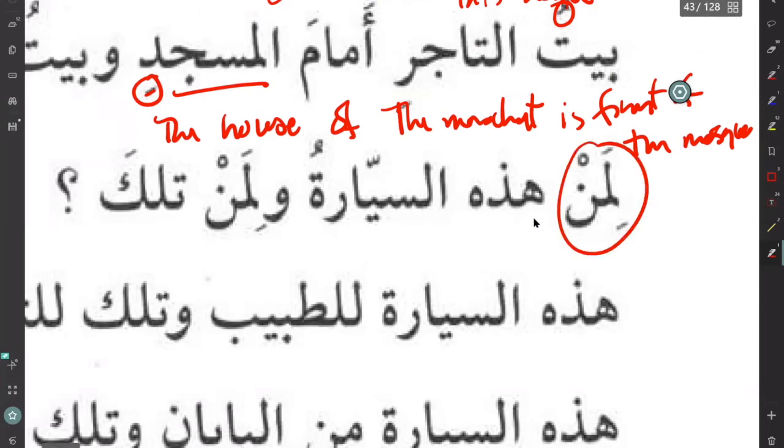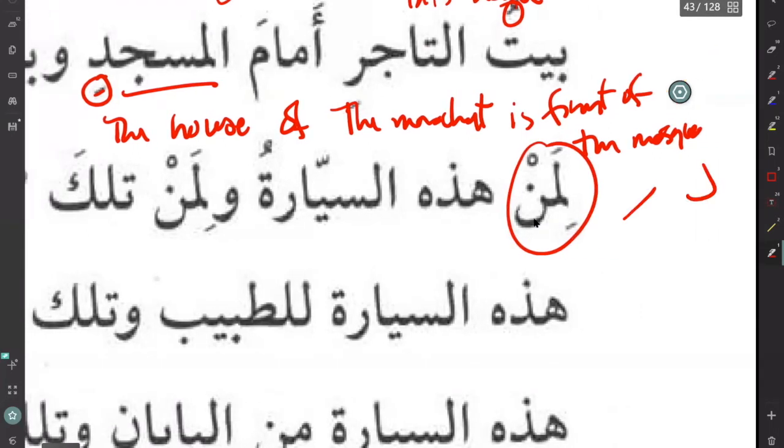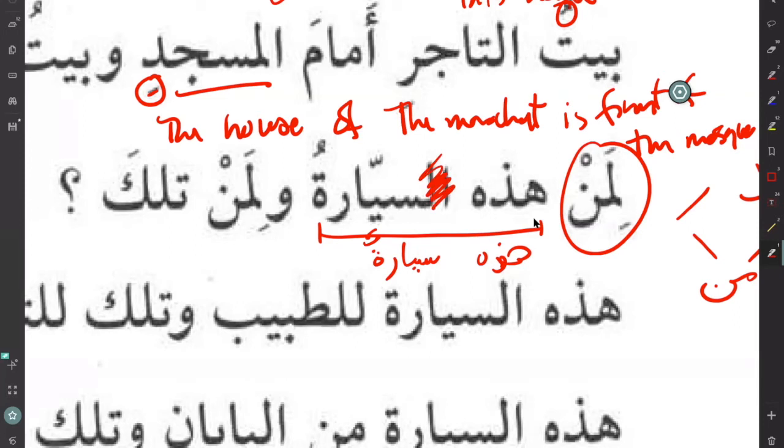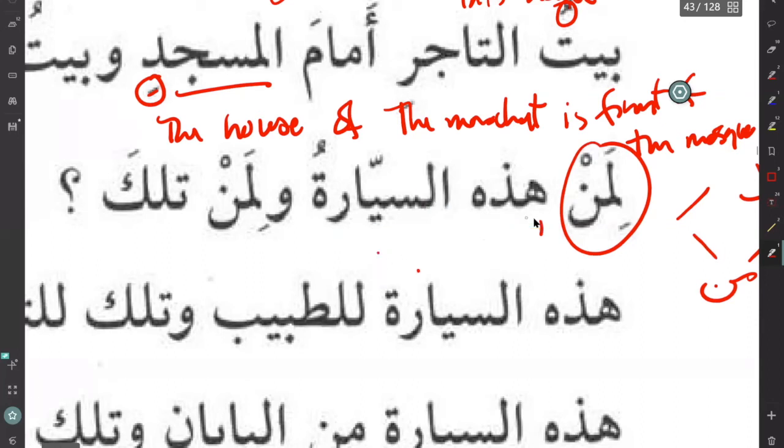Liman. Remember we have two: li, the harful jar, and man. Li is for, man is who. Simple translation: for who, هذه السيارة. How do you translate? This is not هذه سيارة. If you say هذه سيارة, this is a whole different meaning. If you just remove the alif lam, it means something else. It means this is a car. But it's saying هذه السيارة. So how do you translate this one?